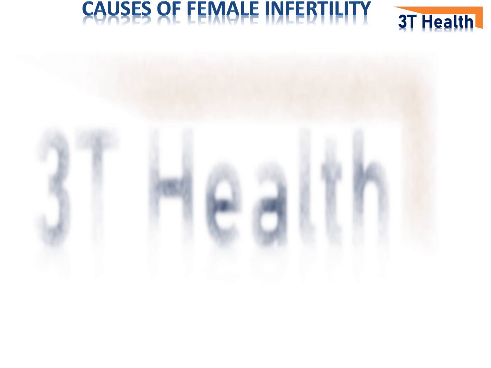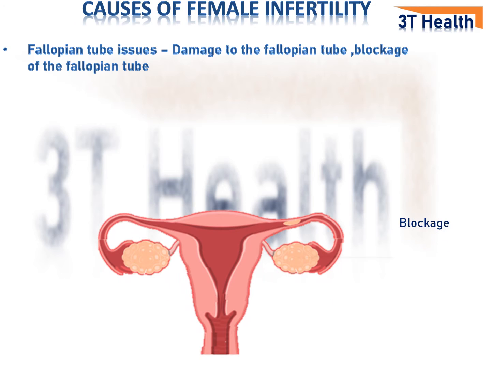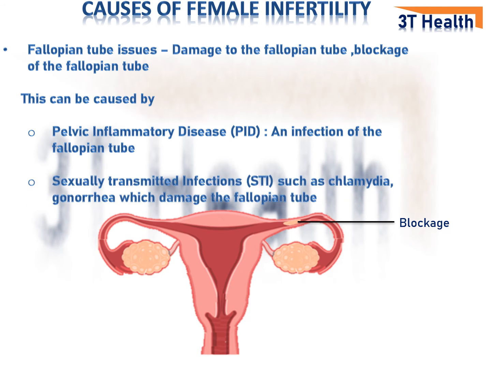Another cause of female infertility is fallopian tube issues. Now, this is damage to the fallopian tube or blockage of the fallopian tube. There are a lot of things that could cause this damage or blockage. This can be caused by pelvic inflammatory disease, an infection of the fallopian tube. It could be caused by sexually transmitted infections such as chlamydia and gonorrhea, which damage the fallopian tube.